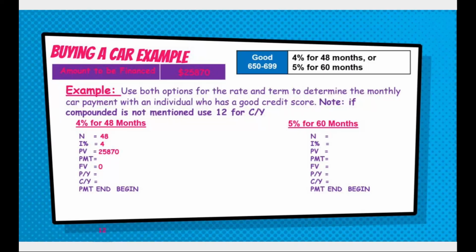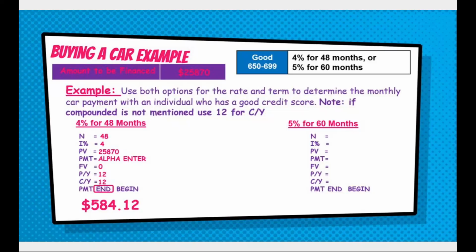My PY, I'm making 12 payments a year. And compounded, I'm just going to leave that as 12 as well. Those are going to match for the purpose of this, because I don't specify that. Then we're going to go up to alpha enter on PMT now and find out what our monthly payment is. So our monthly payment for a $41,000 car, I'm financing $25,870 of it at 4% for 48 months.